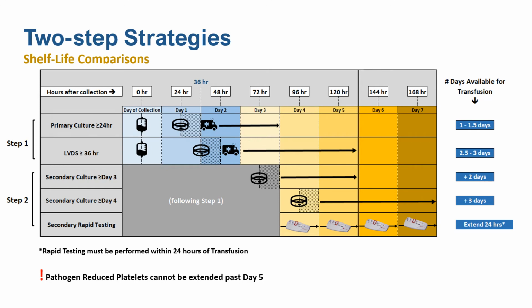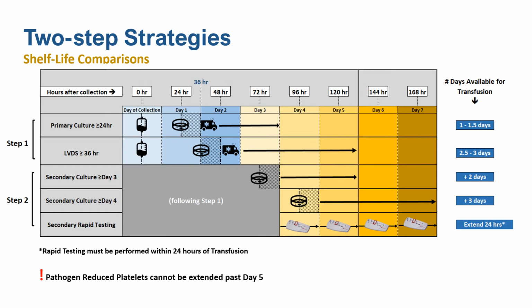Let's review two-step strategies. A two-step strategy is a method by which a blood center or transfusion service can extend the shelf life of a platelet, but still minimize the bacterial risk. In the first row, the primary culture is performed at 24 hours. This is still allowed by the FDA guidance.